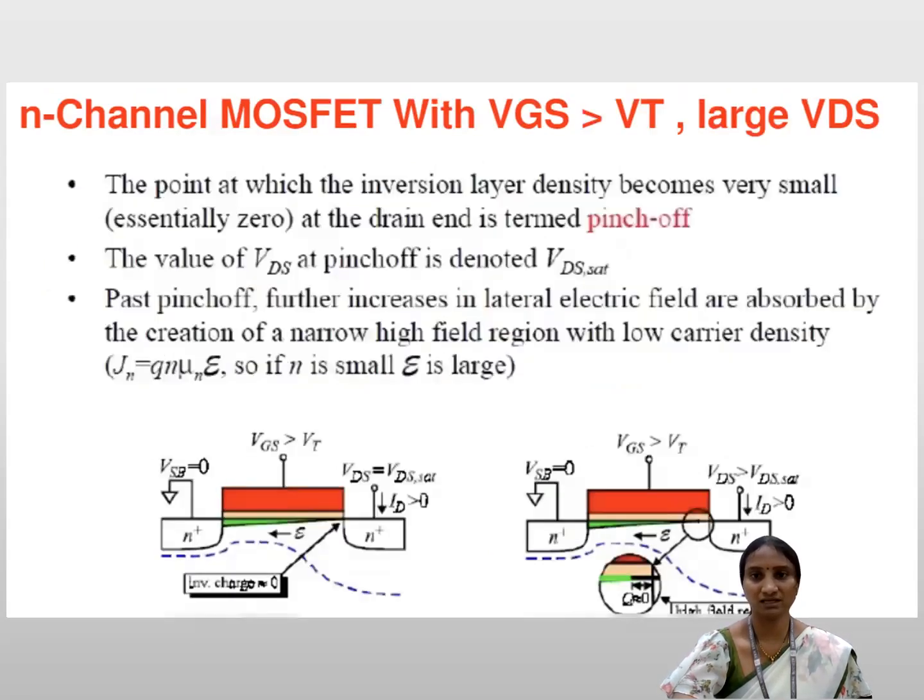If you increase more and more voltage to VDS, if you increase to higher voltages of the drain to source voltage, what happens? At a point, the inversion layer density becomes very small at the drain end, and this is termed as pinch off. The value of VDS at which pinch off occurs is denoted as VDS saturation. This can be observed in the diagrams below.